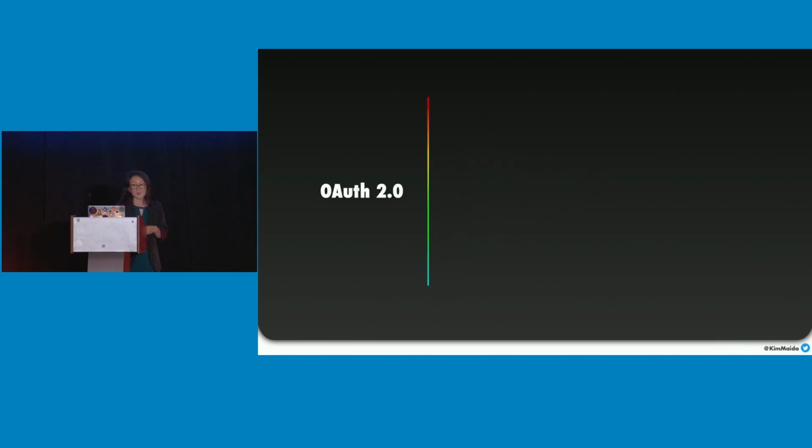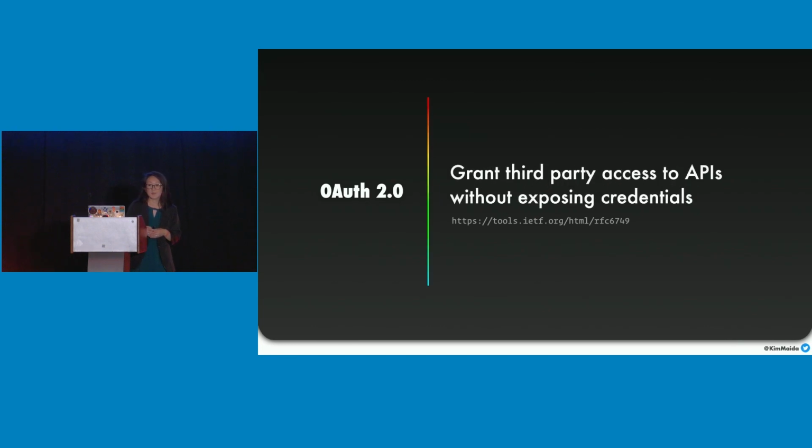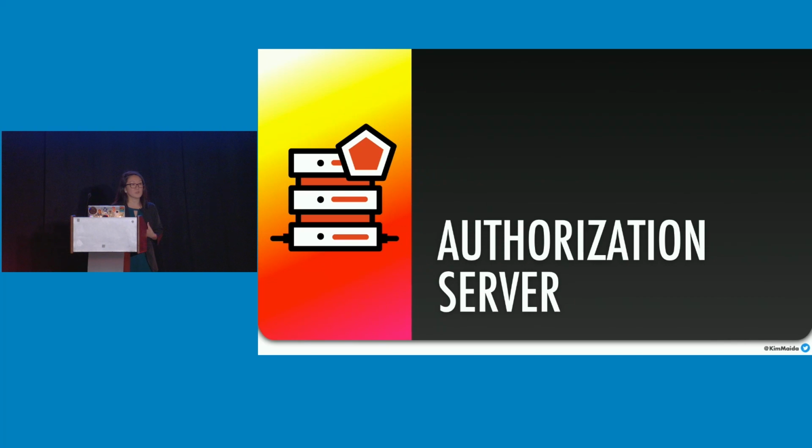So this is where OAuth comes in. This is the problem that OAuth was designed to solve. And I'm going to talk specifically about OAuth 2.0. OAuth 2 is an open standard for performing what we call delegated authorization. Now, using OAuth, MyCal can delegate some authorization to HireMe to provide HireMe with limited access to its API without incurring any of the risks we saw from sharing credentials. And it does this using something called an authorization server.